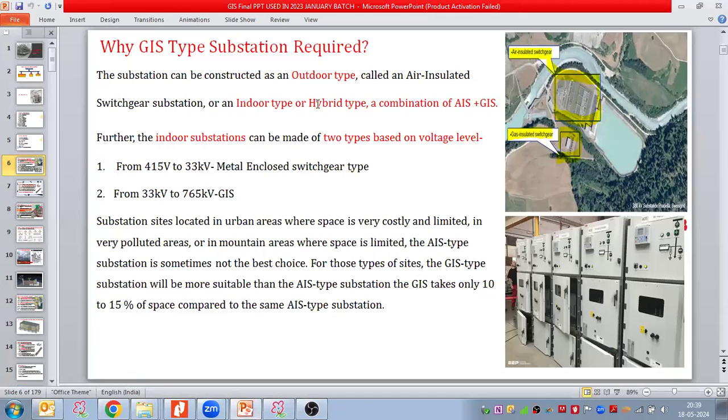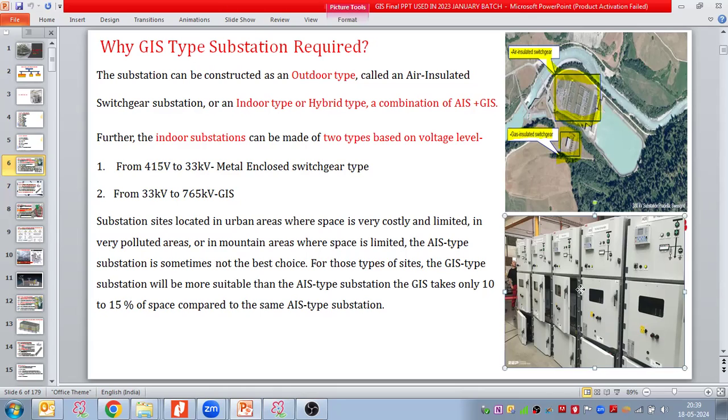Second way, we can make a substation indoor type inside the building, or a hybrid type. Hybrid type is a combination of outdoor plus indoor, a combination of AIS and GIS substations. Further, the indoor type substations which we install inside the building can be divided into two types based on the voltage level of the electrical system. If our electrical voltage is in the range of 415 volts till 33 kilovolts, from LT to HT, in that case for the electrical installations we take metal enclosed switchgear type installations.